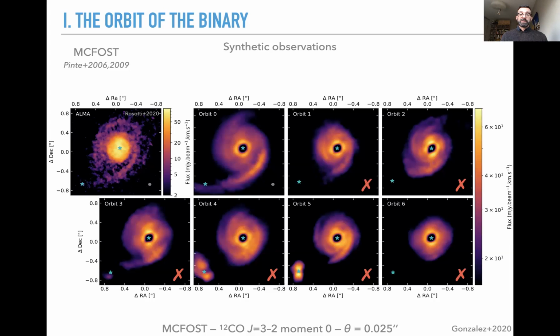Finally, only orbit 0 here seems to be compatible with the orientation of the spiral arms and the overall extent of the CO emission. So this is our preferred candidate from this observation.